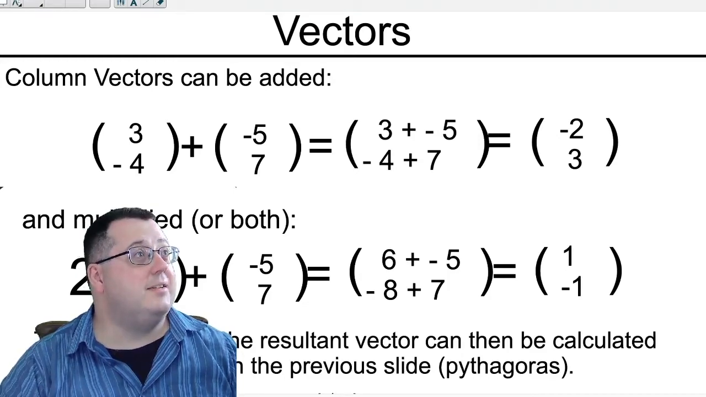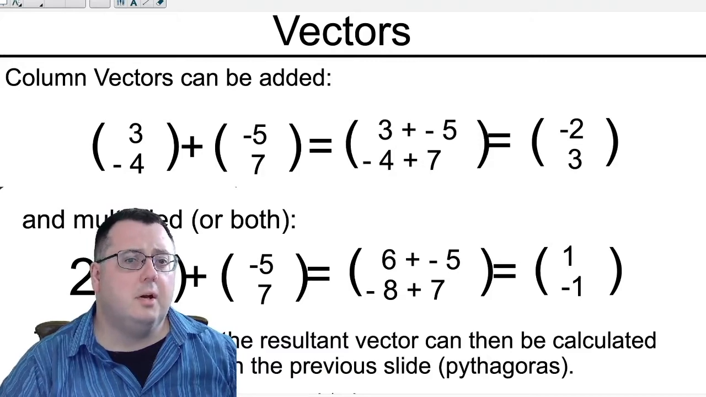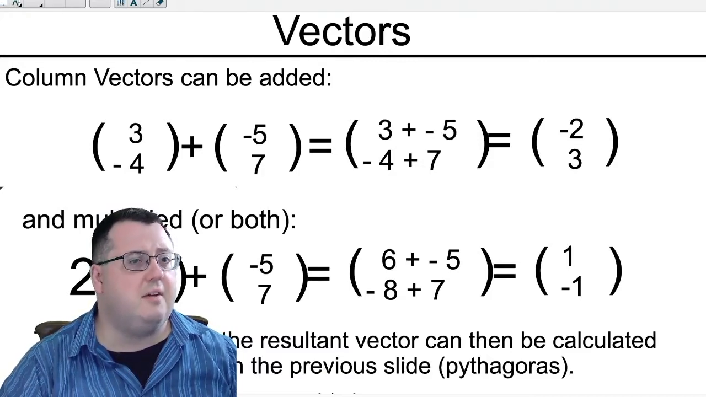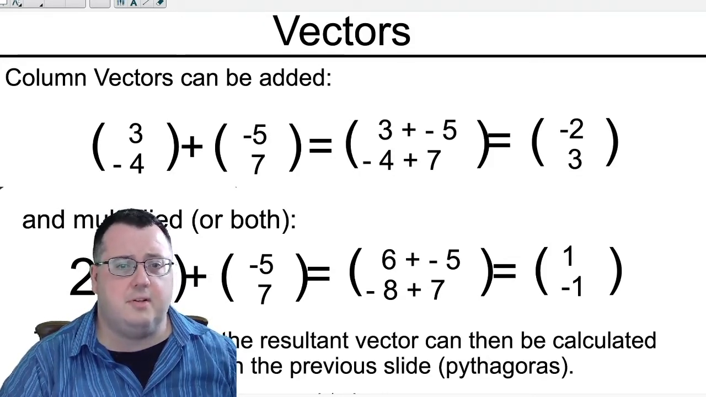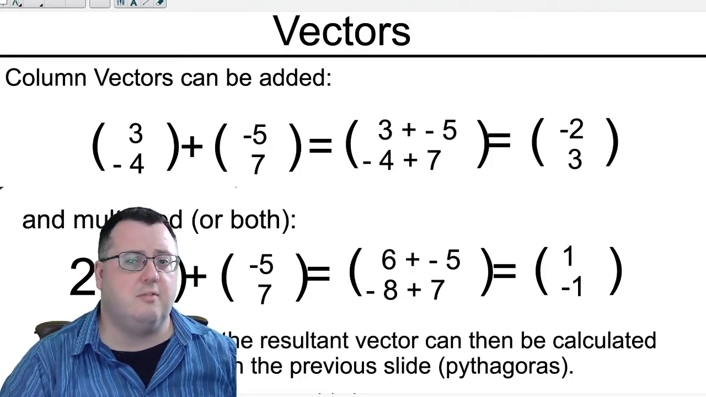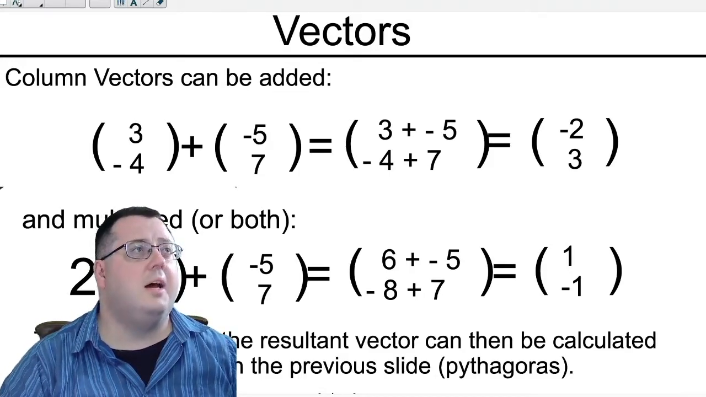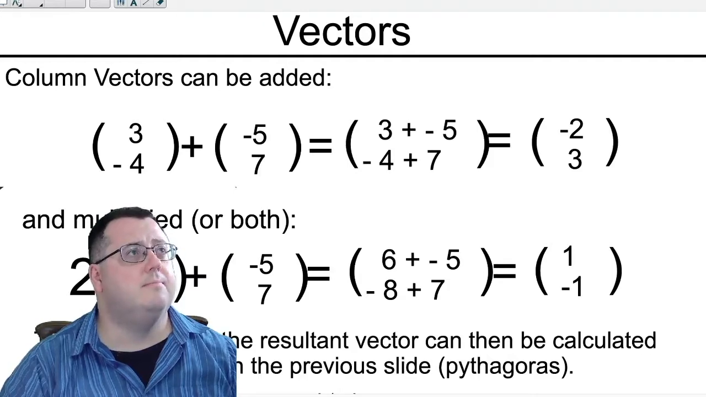Column vectors can be added. So if I take that 3, minus 4 and I add minus 5, 7 to it, what I do is I add the bits at the top together and I add the bits at the bottom together. So 3 plus negative 5 would give me negative 2. And minus 4 plus 7, if I add them together, I get 3.